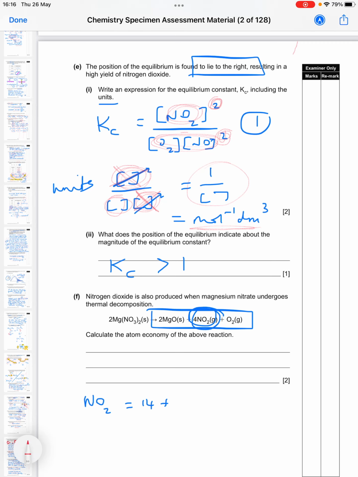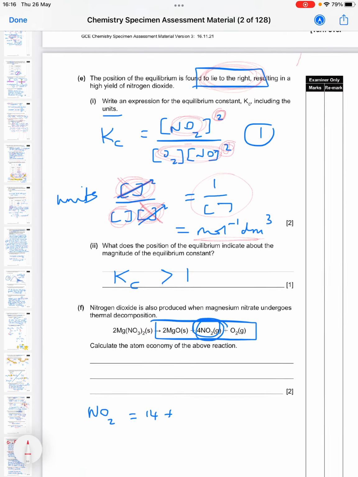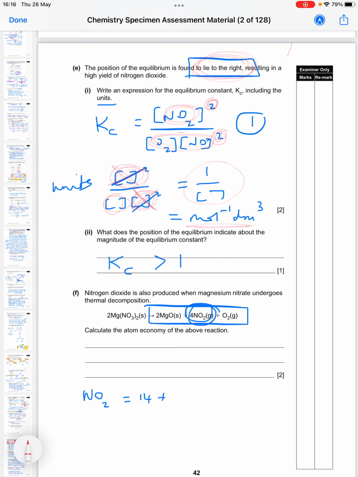And it says, what does the position of equilibrium indicate about the magnitude of the equilibrium constant? Well, it tells you at the top here that it's found to lie to the right, and that means that Kc is greater than 1. So if you're not sure about that, go back to your notes and just look at the values. But when Kc is greater than 1, it lies to the right.